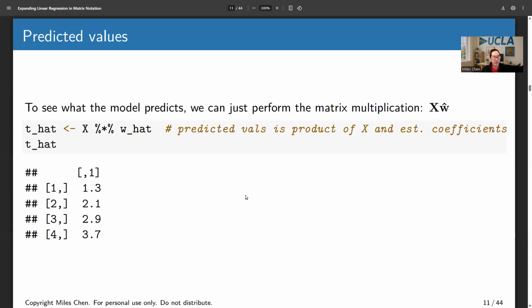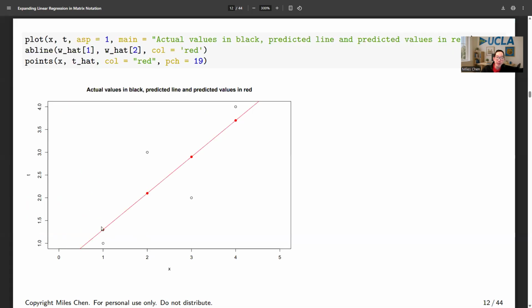If we want, we can predict our values by taking any set of X. So here I'm going to just take my original matrix X and multiply it by W hat, right? So our predicted values are X times W hat. And so we can see these are the values that we are predicting here. When you input 1, you predict 1.3, 0.5 plus 0.8. And then when you put in 2, you have 0.5 plus 2 times 0.8, so 0.5 plus 1.6, and you predict 2.1. And this is our fitted line along with our actual values.